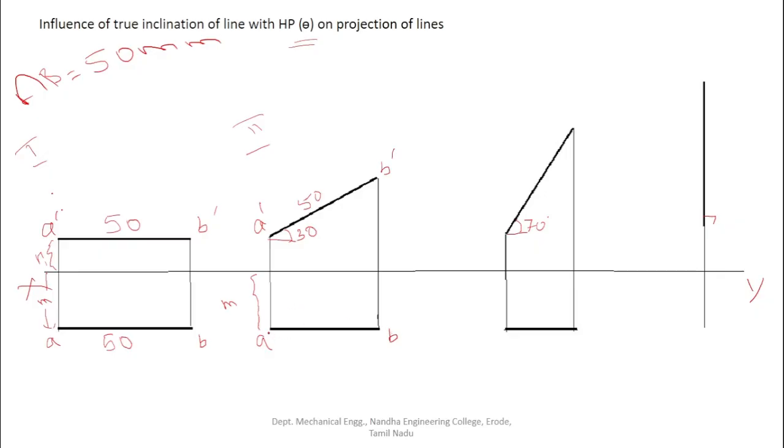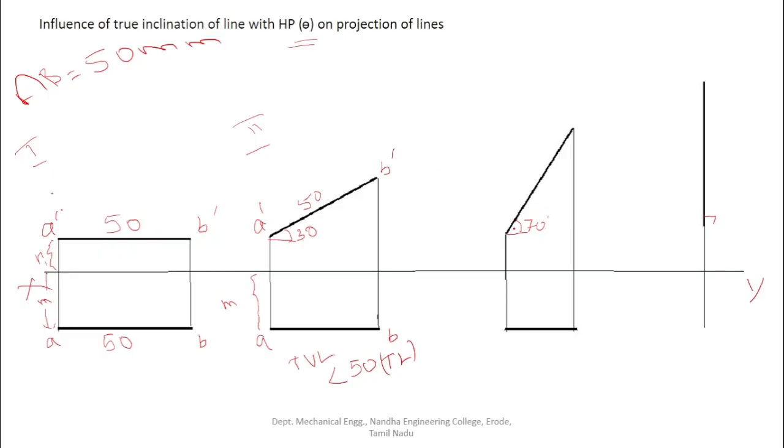Now if we measure, the small ab gives the top view length. Definitely the top view length will be less than the true length, which is 50 mm, because when the inclination increases, the top view length decreases. Here the line is parallel to HP, so in the top view also we get the true length. Now the inclination of the line with the HP is slightly increased. The top view length is reduced a little bit, so definitely it is less than 50 mm.